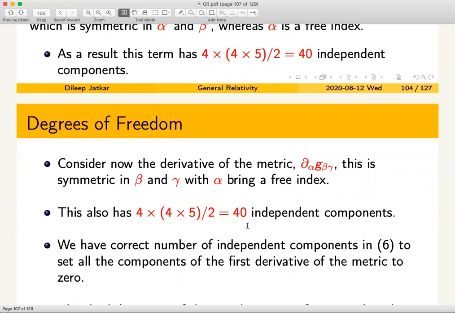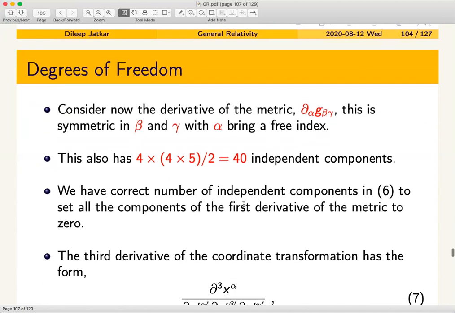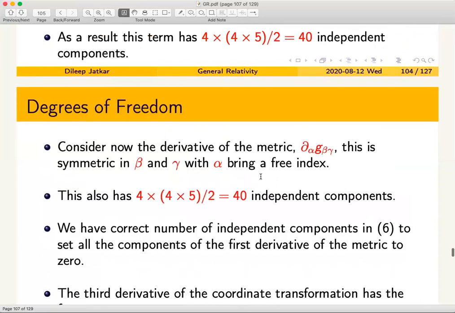Okay. In particular, we have already used a couple of examples in which we have chosen a frame in which gamma alpha beta gamma were just 0. But gamma alpha beta gamma is written in terms of derivatives of g alpha beta. And in that sense, the number of parameters available to set the first derivative of the metric to 0 is exactly the right number to get rid of all these components. Okay, fine. But it is good to see explicitly that these parameters are exactly the same in number.